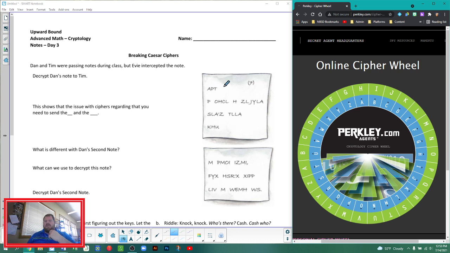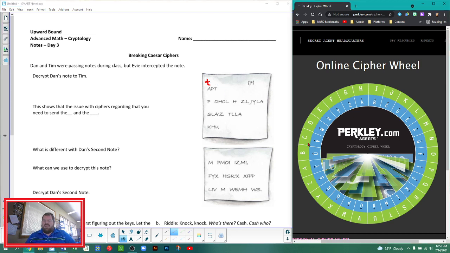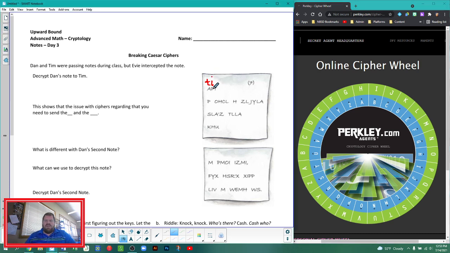So it says APT. Well, what did A come from? So I'm working outside in. A came from T. So this says T. I bet we can guess because Dan and Tim are sending notes. P came from I. And T came from, we can't alphabetize, M. So it says Tim.